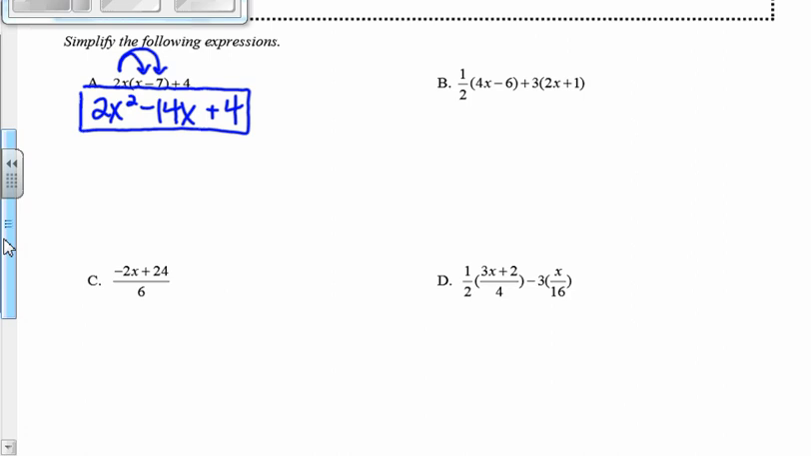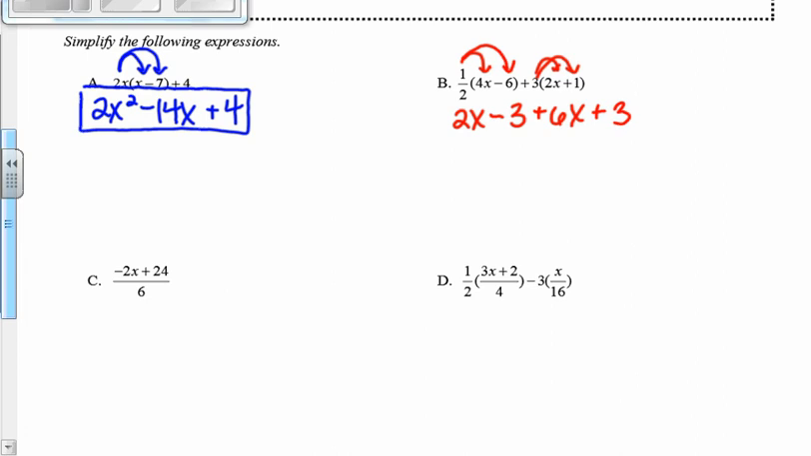B is similar to A in the fact that we have some distribution. So we have to distribute this half to the terms inside the parentheses. When I think about distributing a half, I just take half of the term. So 1/2 times 4x is 2x. 1/2 times negative 6 would be negative 3. And then again, we have to distribute to the second set of parentheses. This time is a 3. So 3 times 2x is 6x. Then 3 times 1 is 3.